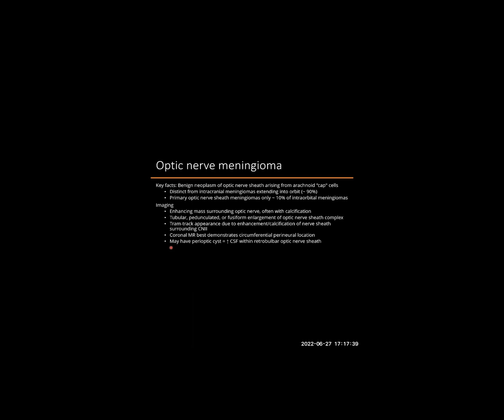In optic nerve meningioma, there is an enhancing mass surrounding the optic nerve, often with calcifications. Tubular, pedunculated or fusiform enlargement of the optic nerve sheath complex, tram track appearance due to enhancement, calcifications of the nerve sheath surrounding the optic nerve. Coronal MRI is the best sequence to demonstrate the circumferential perineural location, and they may have a periopticcyst, which means there is CSF within the retrobulbar optic nerve sheath. Here you can find meningioma, dural tail, avid homogeneous enhancement, but here there is extension along the optic nerve, and here is the presentation. Okay.